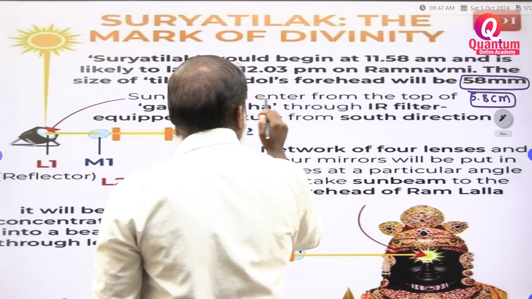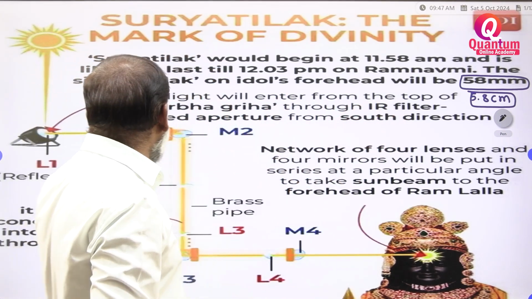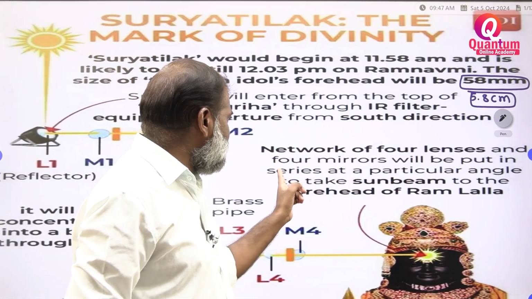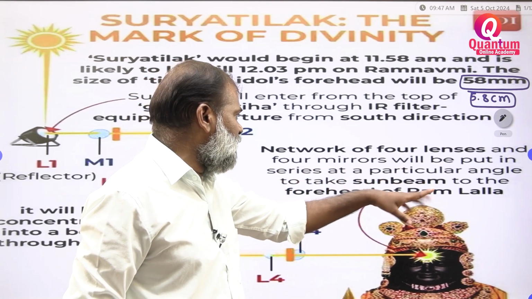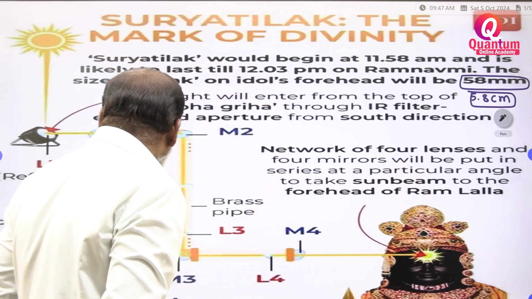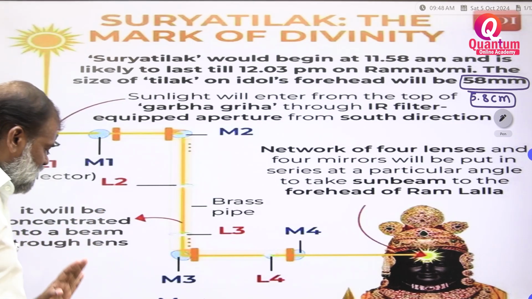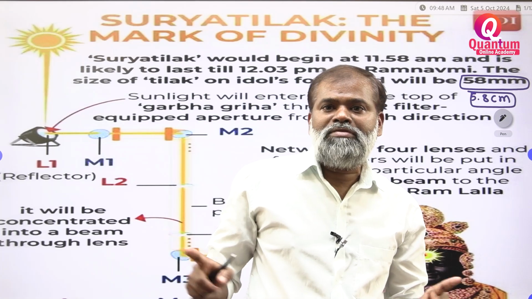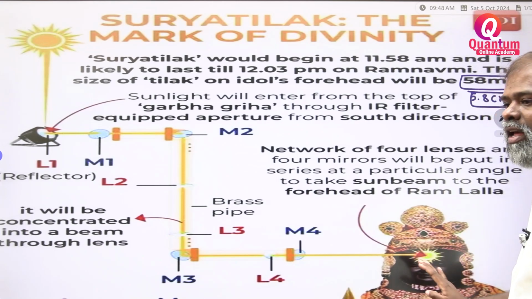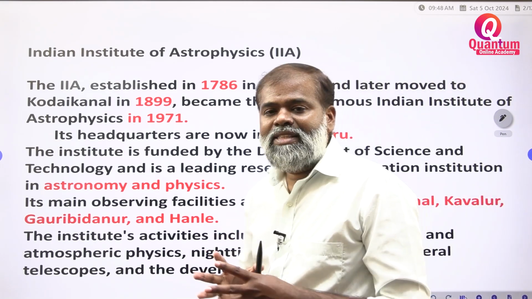Clear? Sunlight will enter from the top of the Garbhagriha through an IR-filter-equipped aperture from the south direction. The network of four lenses and four mirrors will be put in series at a particular angle to take the sunbeam to the forehead of Ram Lalla. It will be concentrated into a beam through the lenses. This is the outlook of how the sunlight will come and fall on the forehead of the Sri Rama idol.